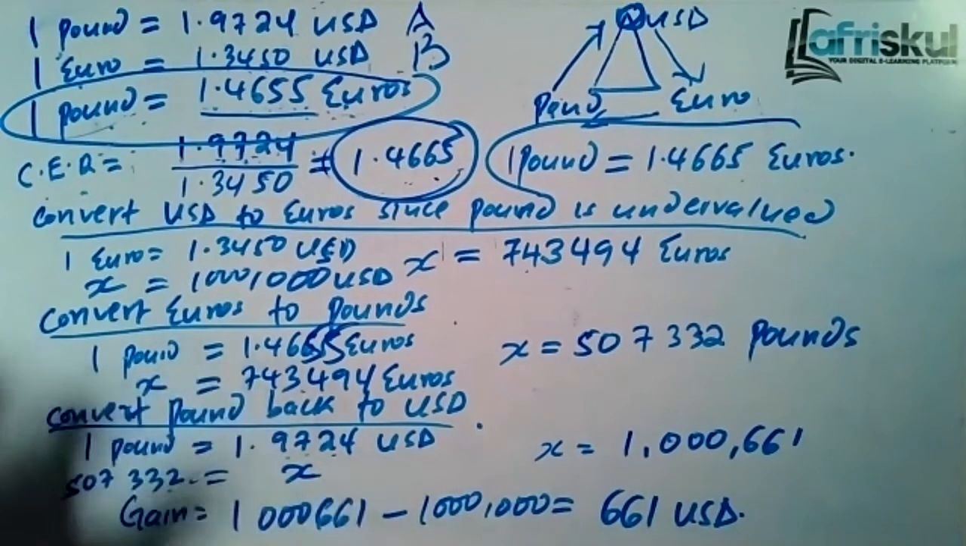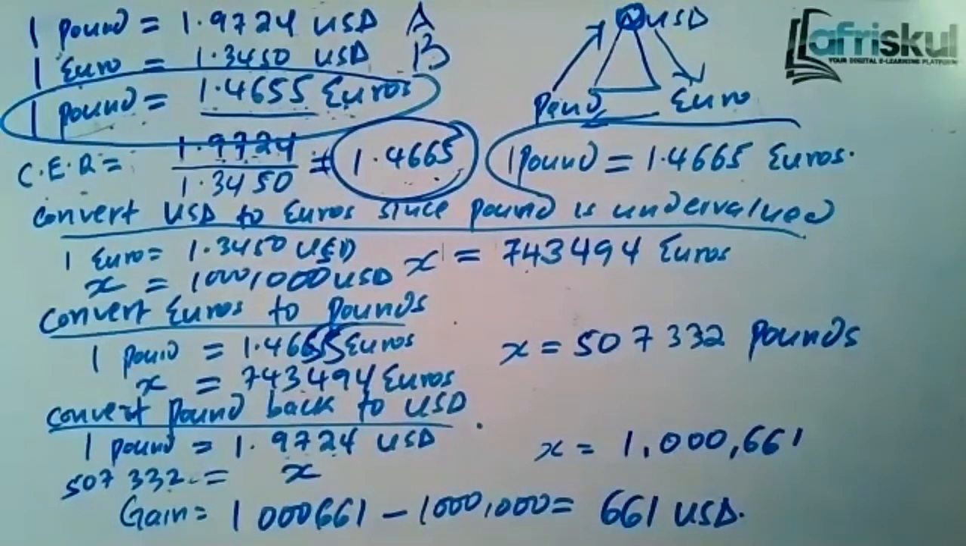So there is another illustration. That one you will try as an assignment. It's already included in your notes. You will try May 2015, question 5. So now that's triangular arbitrage.